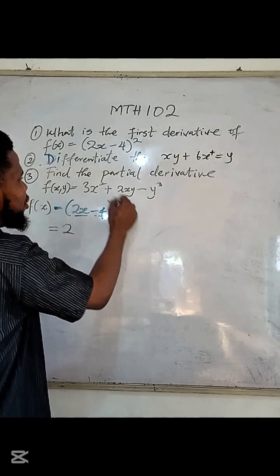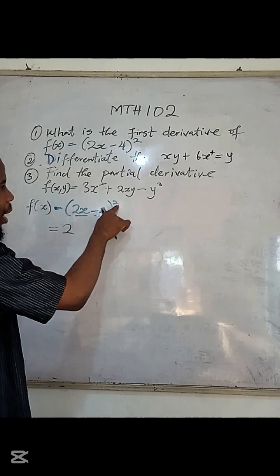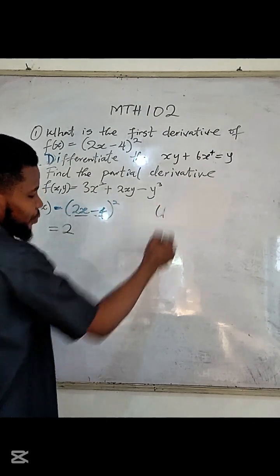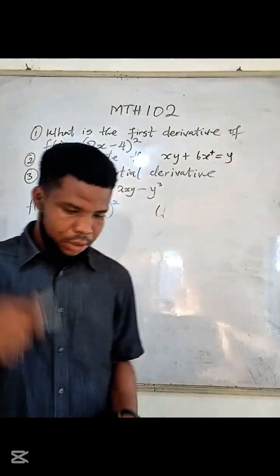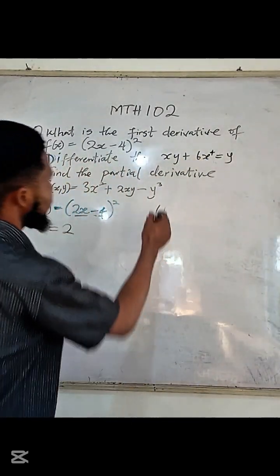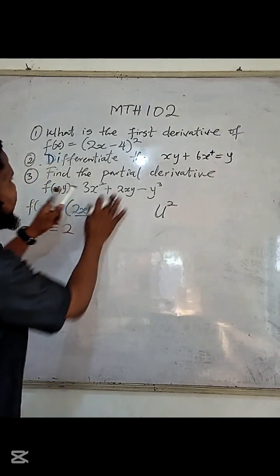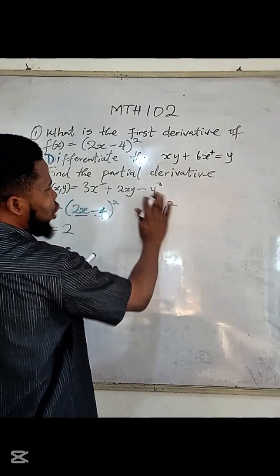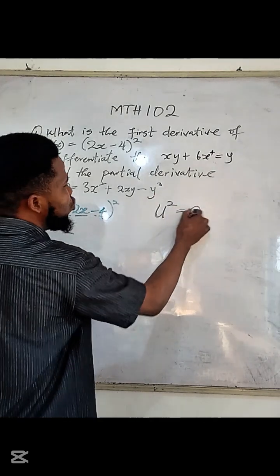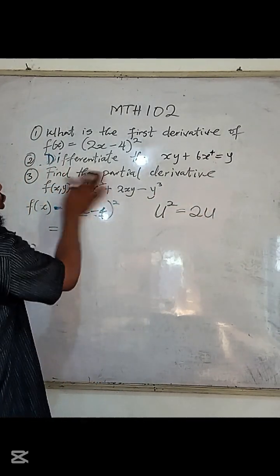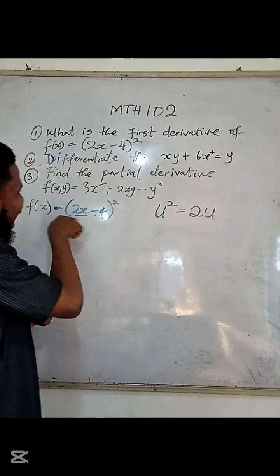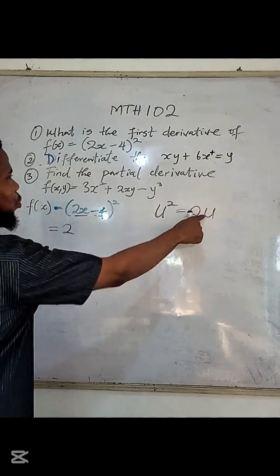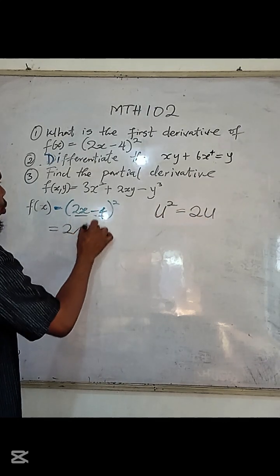Now, differentiate the function outside. What is the function outside? This whole function is more like u raised to the power 2, everything here is u. So when you are differentiating the function outside, what will you have? That will be 2u. But the one inside is just 2, please remember. So that will be 2u times 2.